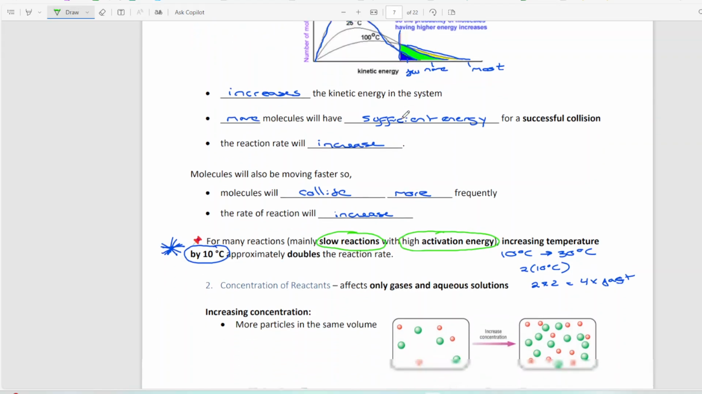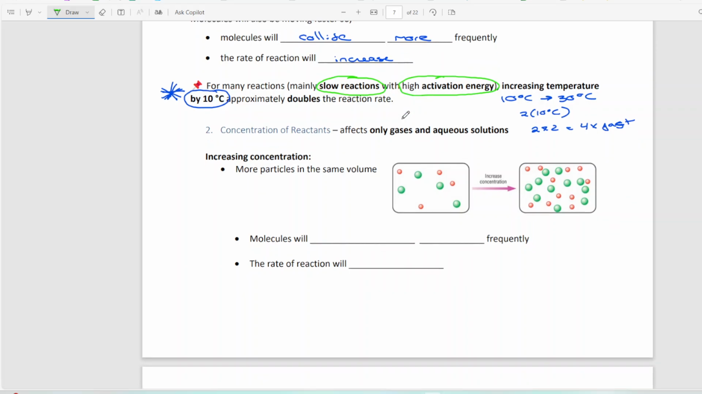Okay. The second method for increasing your reaction rate is going to be mainly to do with collision theory, which is that if you can put more particles in the same volume, they're going to hit more frequently. So if you started with a low concentration of reactants and you were able to increase the concentration of your reactants, they're going to collide more frequently and the reaction rate will increase.